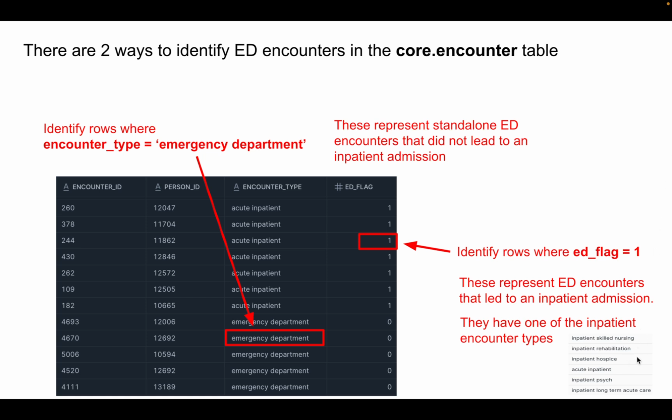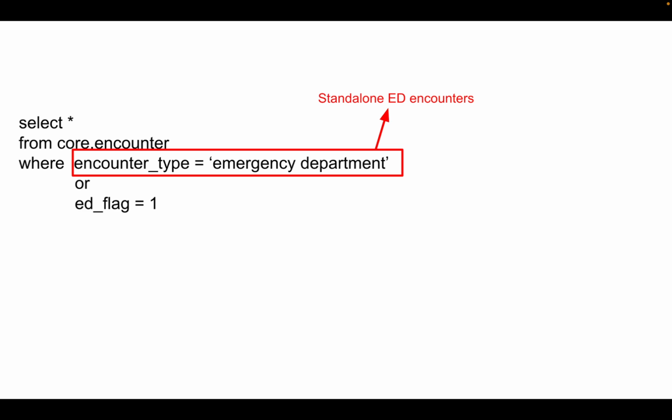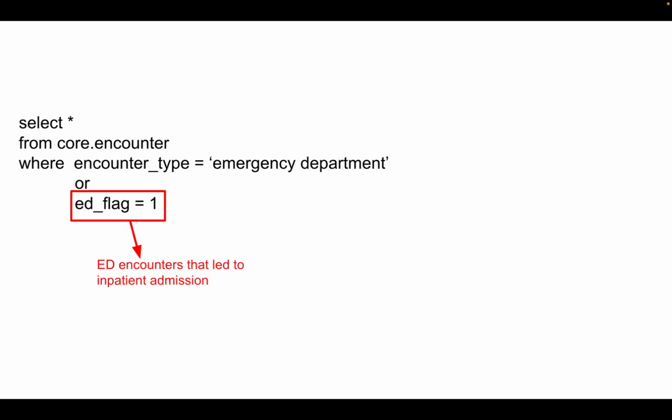These are some of the inpatient encounter types available in Tuva. Note that the encounters where encounter type equals emergency department always have ED flag equals 0. This is a flag that's reserved for encounter types that are different from emergency department that had an ED component to them. So if we write this query against the core.encounter table, we grab all emergency department encounters from this table. This part of the where clause gives us standalone ED encounters, and this part of the where clause gives us ED encounters that led to inpatient admission.